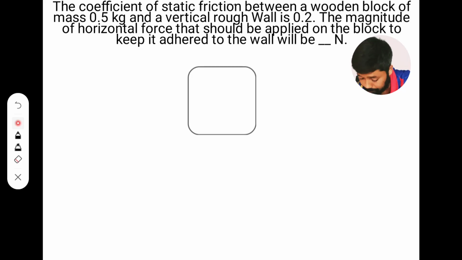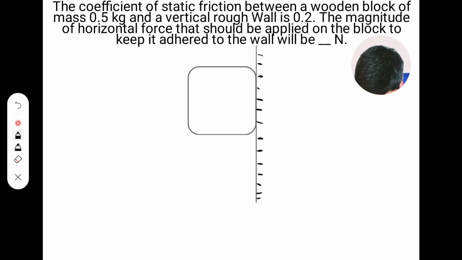Now, if you see the diagram, this part is your wall. Now, some external force, let us say capital F, is applied on this block so that it remains fixed or adhered to this wall. So this applied force on this block keeps this block fixed to this wall, which means it is not sliding down, neither moving up, it is just fixed.